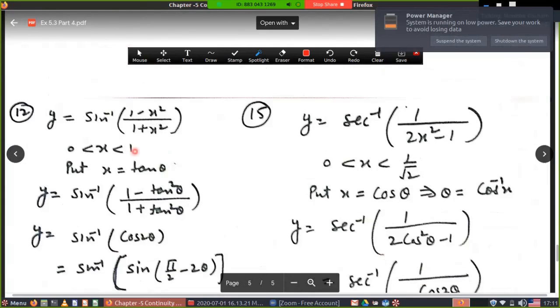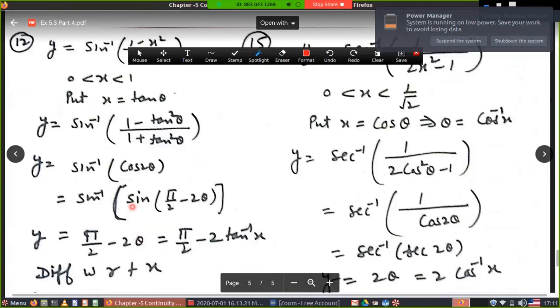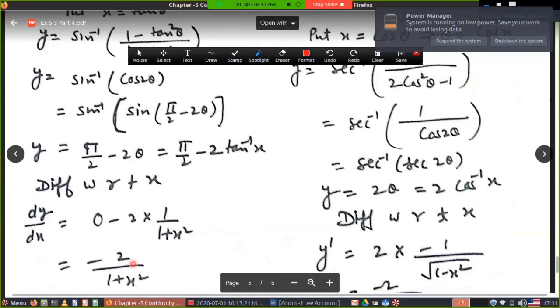Now question number 12. Y is equal to sine inverse 1 minus x square upon 1 plus x square. If I put here x is equal to tangent theta, then you will get cos of 2 theta inside, but sine inverse is given outside of the function. It means to make this sine, you have to apply the conversion on cos of 2 theta. You can write sine of pi by 2 minus 2 theta. Put the value of theta, that is tangent inverse x, and differentiate the function with respect to x. Derivative of pi by 2 is 0, and this is minus 2 into 1 upon 1 plus x square.